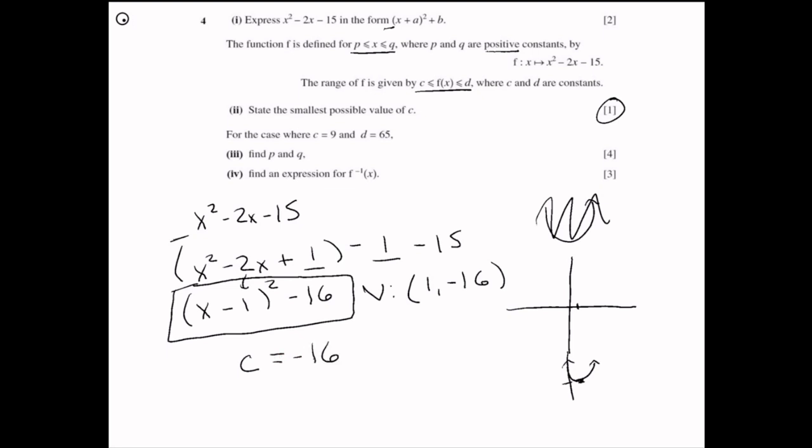And we know it's also true because our x value is a positive number, and it's specified that p and q had to be positive. So any number in between p and q also has to be positive.